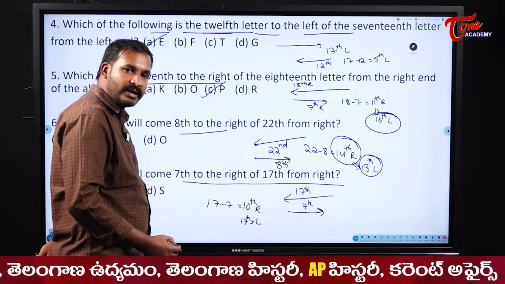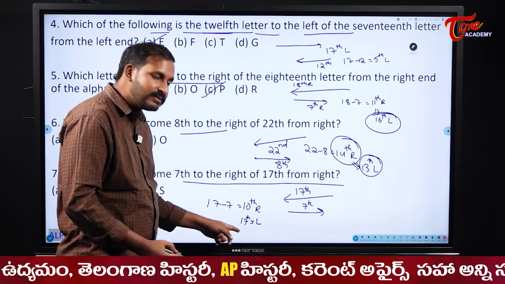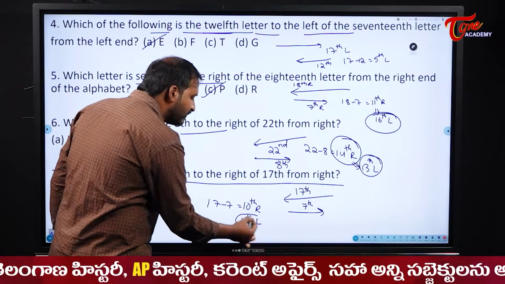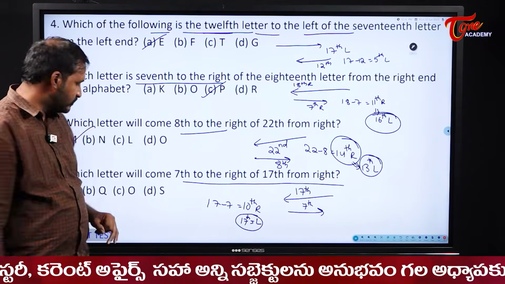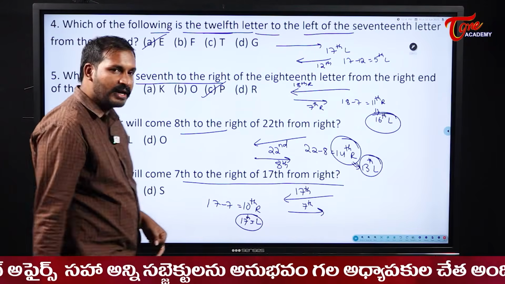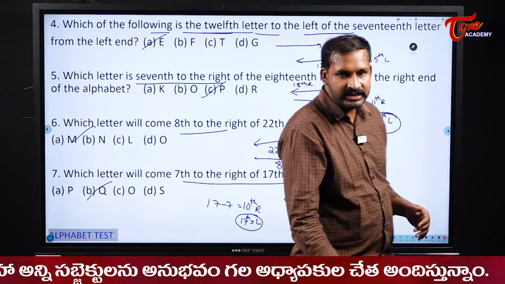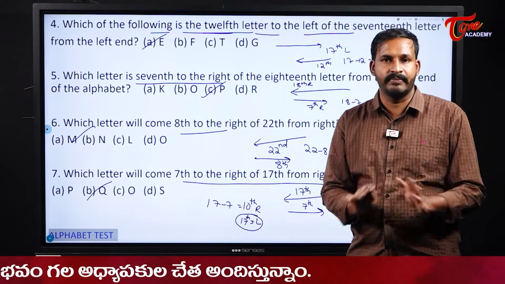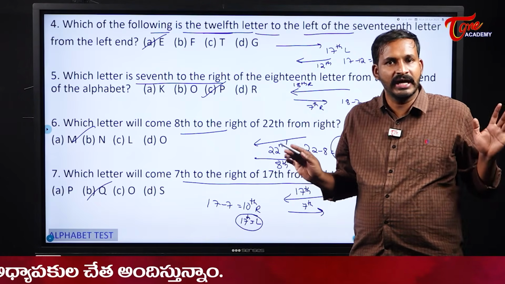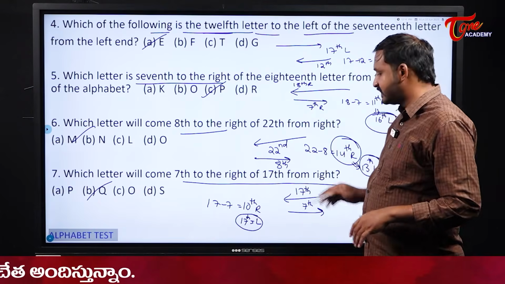Why? Because 27 minus 10, what it becomes? 17. So what is 17th alphabet from left? P is 16. Q will become what? 17. So my answer here becomes Q. Understood, students? Just by writing these arrows, you should solve the entire problem by these arrow directions itself.